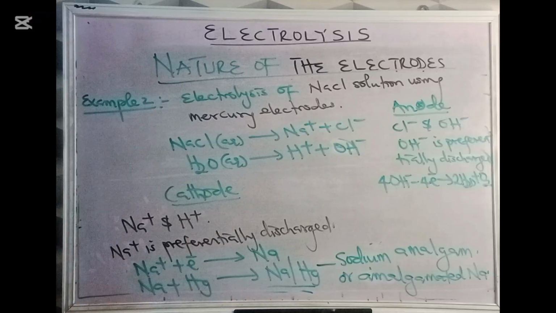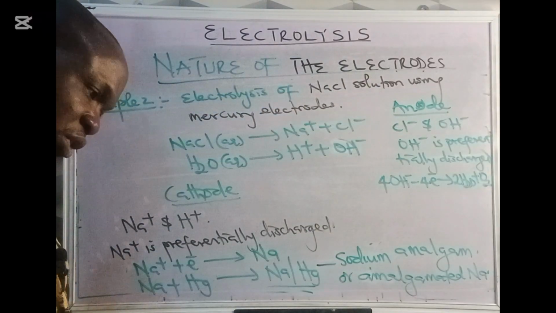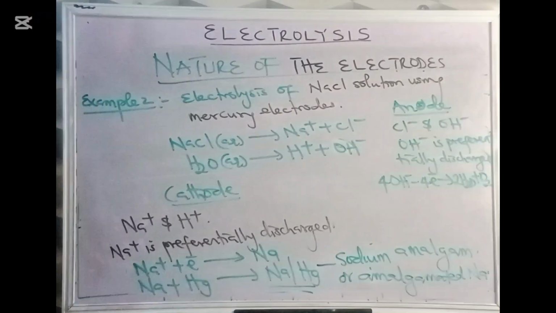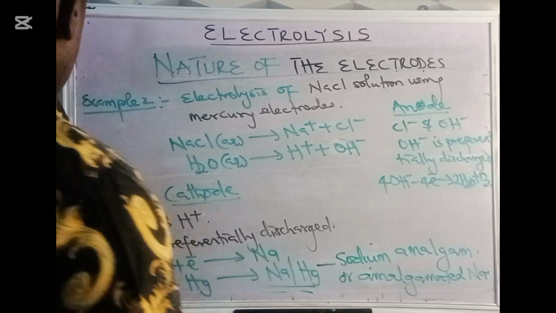With these two examples, we have come to the end of the nature of the electrodes. So these are the factors affecting preferential discharge of ions during electrolysis.